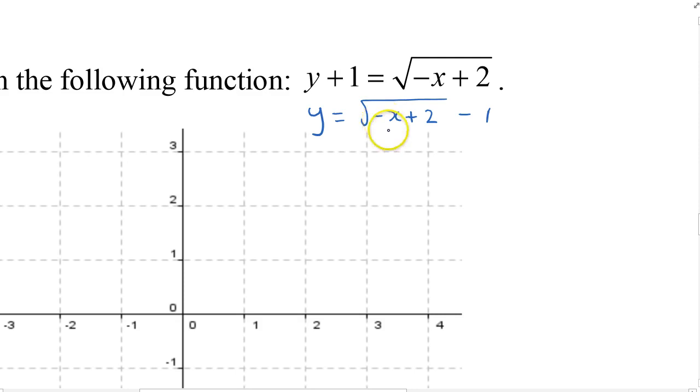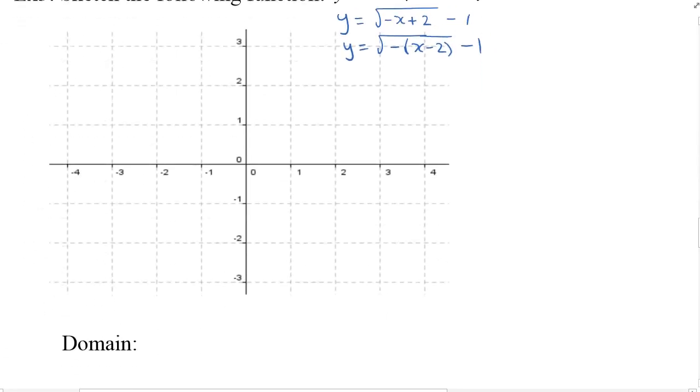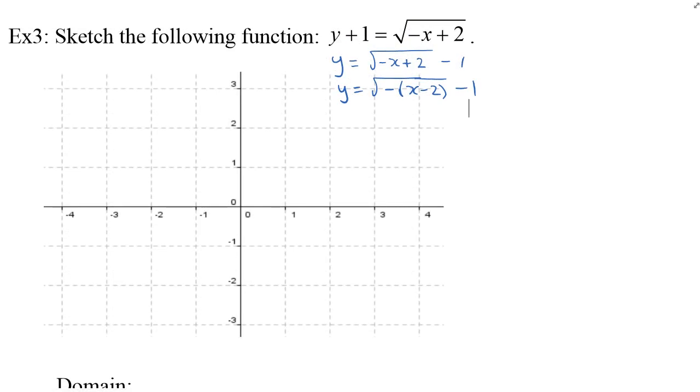Now in the previous example I factored out a 2. On this one I'm going to factor out a -1. So square root of negative, and then I put my parentheses, x minus 2. Okay, minus 1. So you see what that is. What happens is that my h value is going to be 2. It looked like it was going to be minus 2, but it's actually 2. So let's take a look at all the different steps. I think in this example, they don't tell us what the steps are going to be. We have to sort of figure them out.